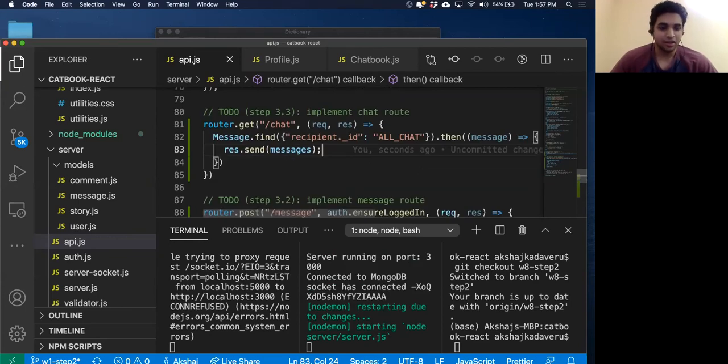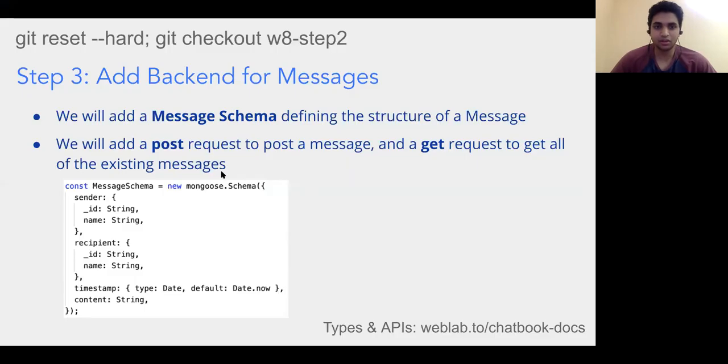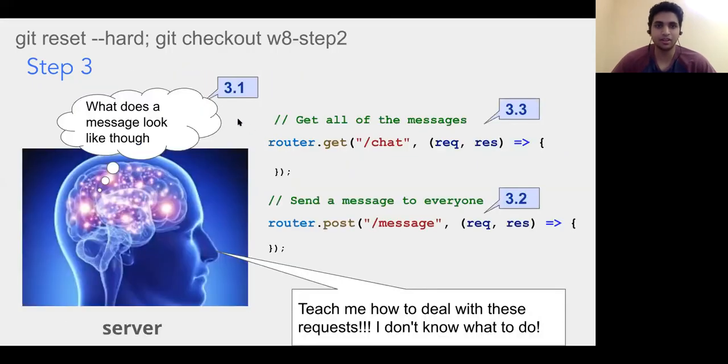Okay, that's step 3. So we have done this. We have defined what a message is, and we have written the backend for the two things that we need the server to know how to do. Great.